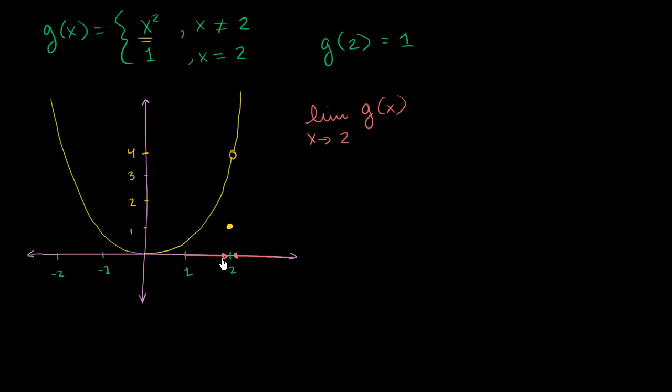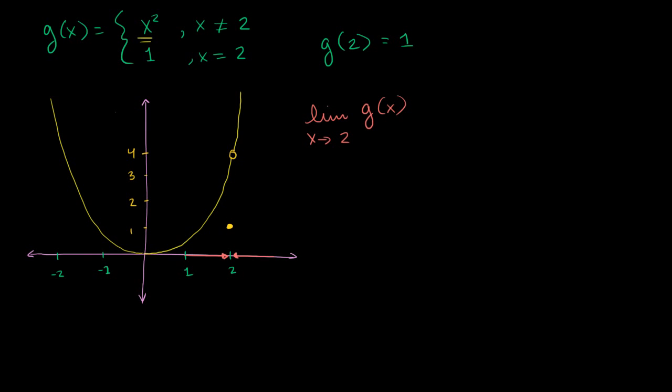So if you get to 1.9, and then 1.999, and then 1.999999, and then 1.9999999, what is g of x approaching? And if you were to go from the positive direction, if you were to say 2.1, what's g of 2.1? What's g of 2.01? What's g of 2.001? What is that approaching as we get closer and closer to it?